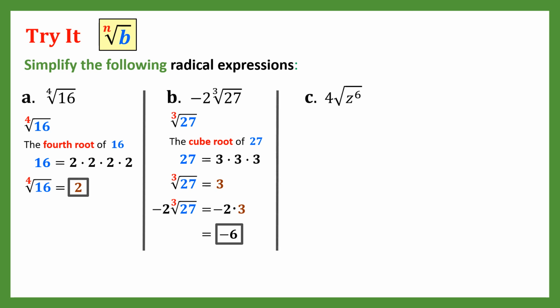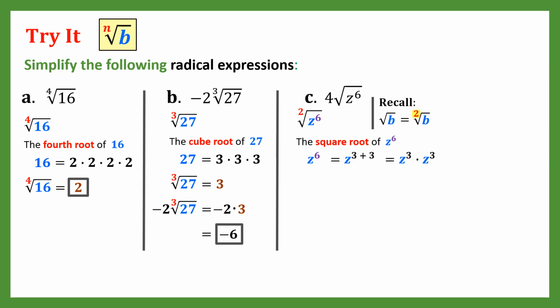Now let's look at the third example. For this example, recall that a radical symbol without an index implies that it's the second root. This means that our given radical expression has an implied second root. So this expression represents the square root of c to the power of 6. To evaluate, let's look at c to the power of 6, which equals c raised to the power of 3 plus 3. In turn, this equals c cubed times c cubed.